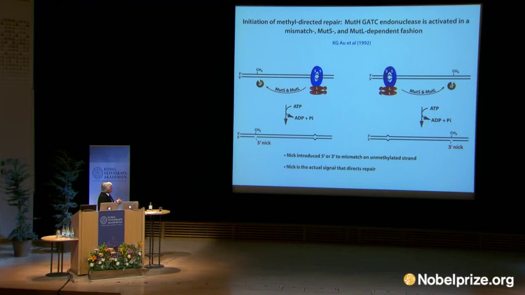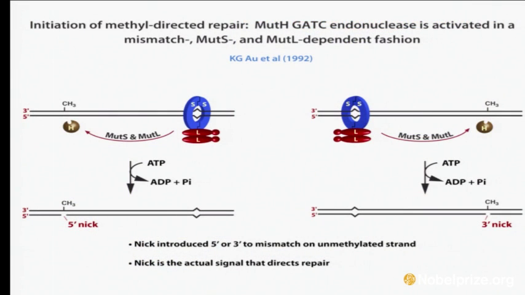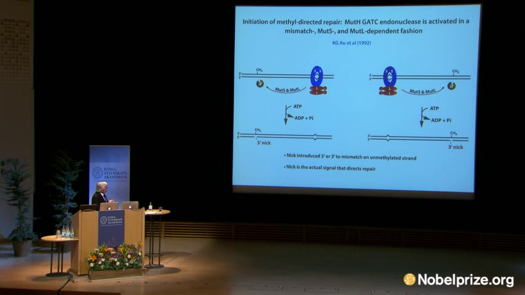Mismatch recognition by MutS leads to recruitment of MutL, as I mentioned. And MutL serves to interface mismatch recognition by MutS to activation of several downstream repair activities. One of those is the latent MutH-GATC endonuclease I mentioned a moment ago. Karen O showed that methyl-directed repair initiates by activation of MutH in a mismatch, MutS-MutL dependent fashion. Incision by activated MutH is directed to the unmethylated strand and can occur either 5' or 3' to the mismatch, consistent with a bidirectional mechanism.